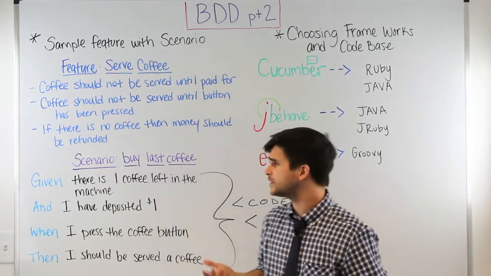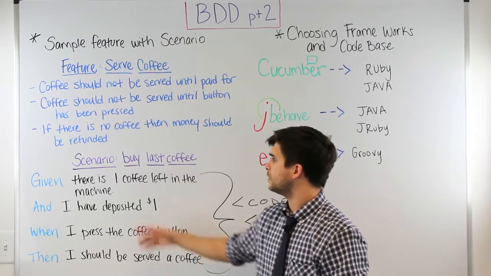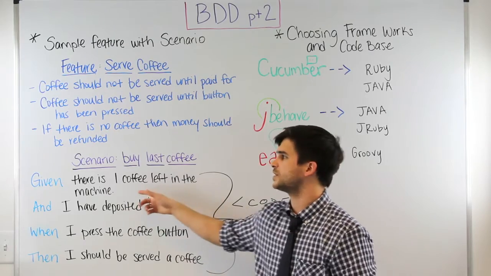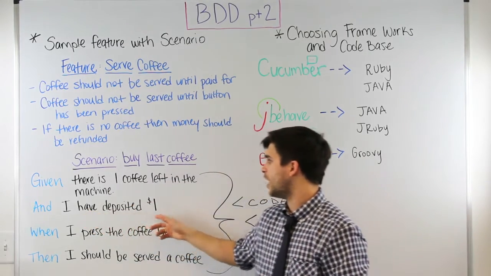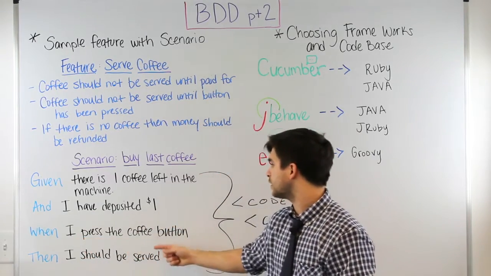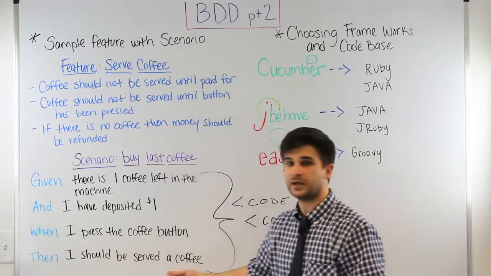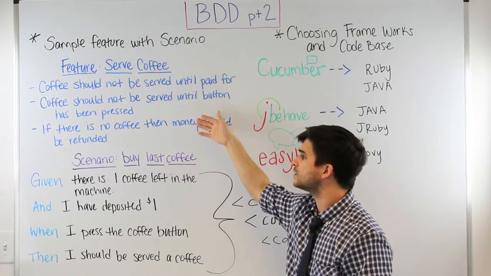So here's a scenario that we actually created, and that is that there is one coffee left in the machine, so there's still coffee to be given, and I've deposited $1, so I've paid for this. The next thing is that when I press the coffee button, then I should be served a coffee. And out of this scenario, we're really satisfying all the features that are here.